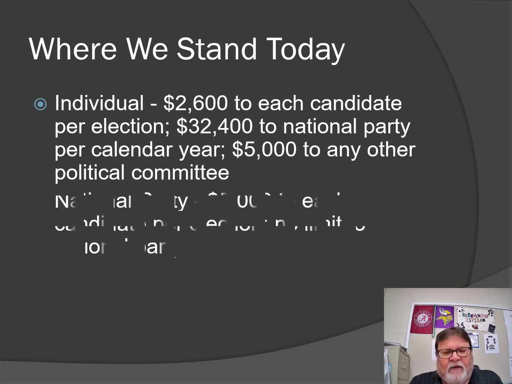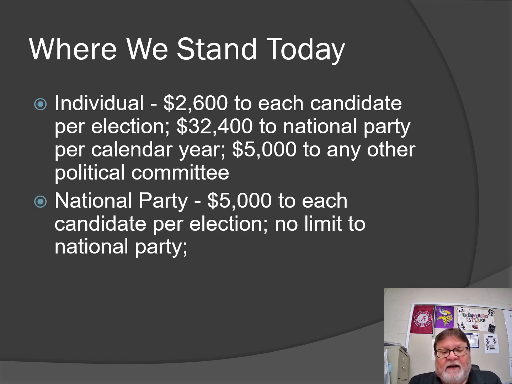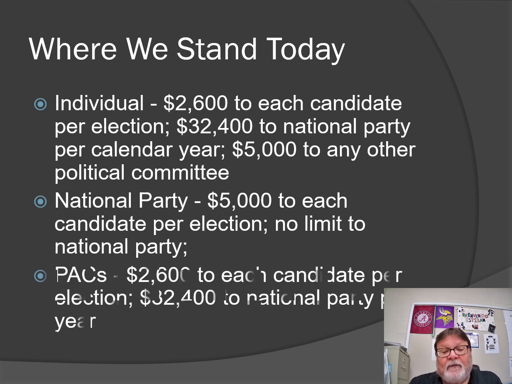All right, the national parties can donate $5,000 to each candidate per election. There's no limit to donations to the national party. Okay, that's soft money. And then PACs have essentially the same restrictions as individuals. $2,600 to each candidate per election, $32,400 to the national party per year. So individuals and PACs essentially have the same limitations. So this is the essence of where we stand today in a very simplistic manner.